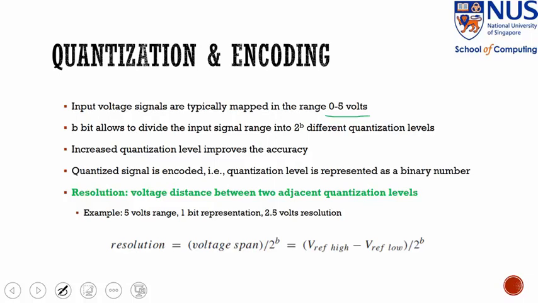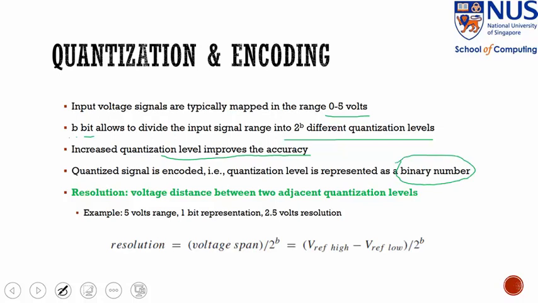Next, we also need to look at how many bits will be used to encode the signal. The number of bits that are used allows us to have 2 to the b number of quantization levels. And what does this mean? It means that when I have more levels, I have higher accuracy. And each point will eventually be represented as a binary number.